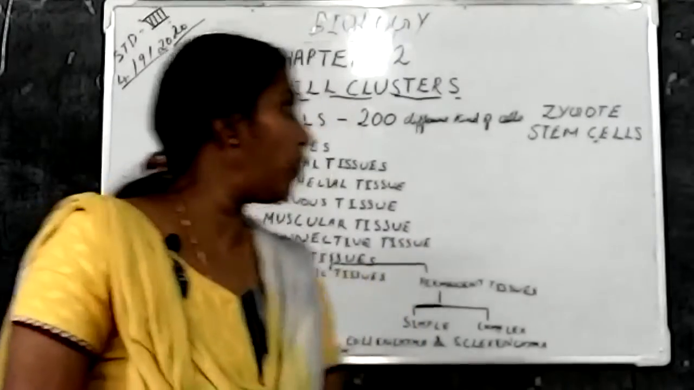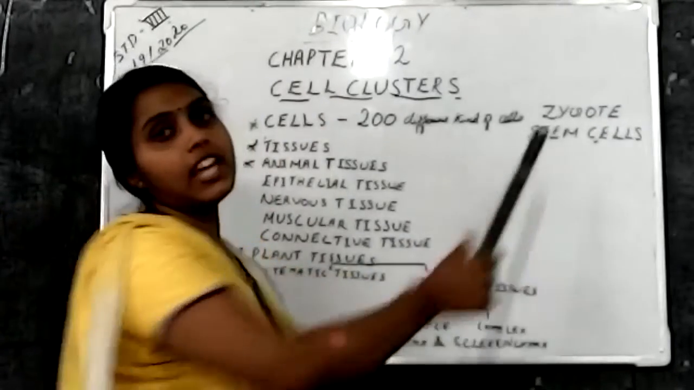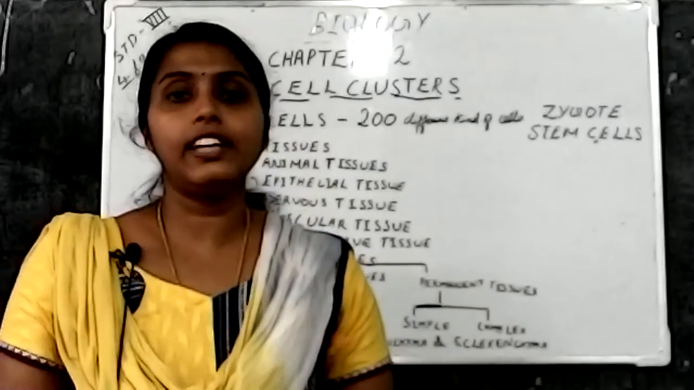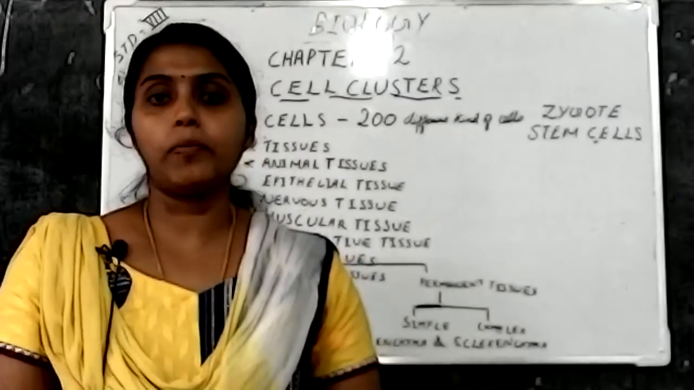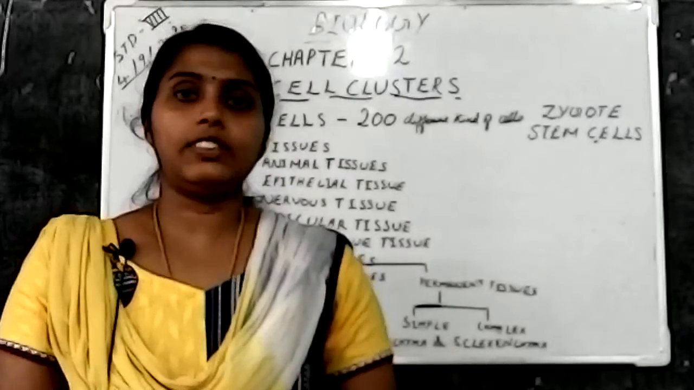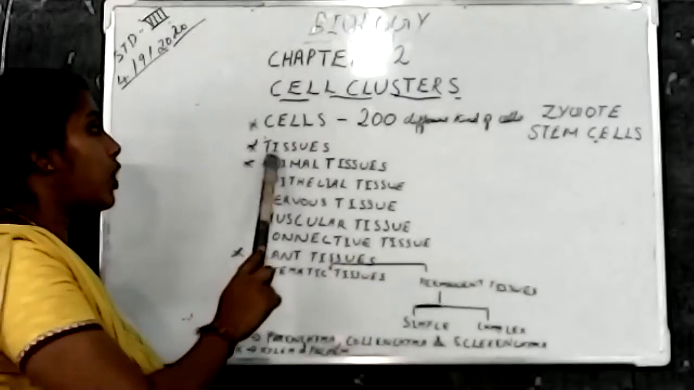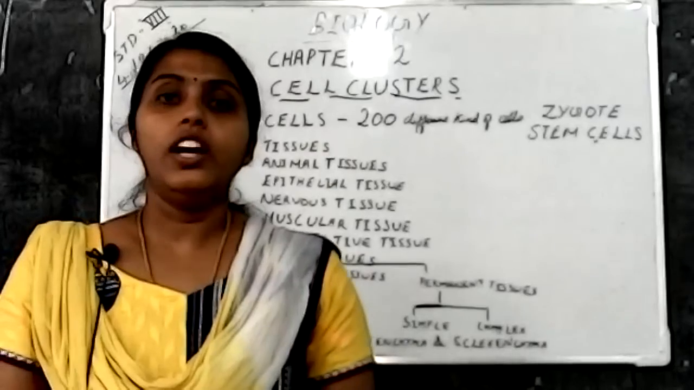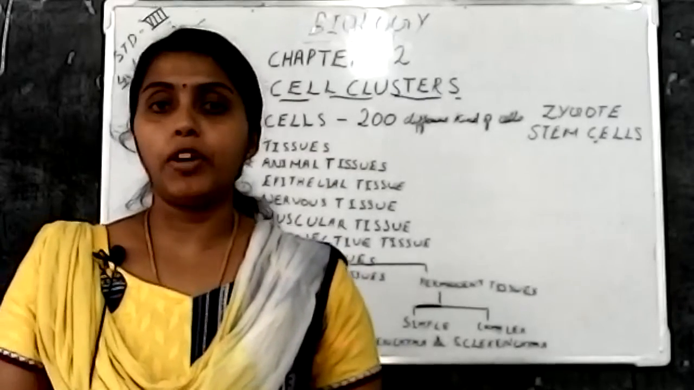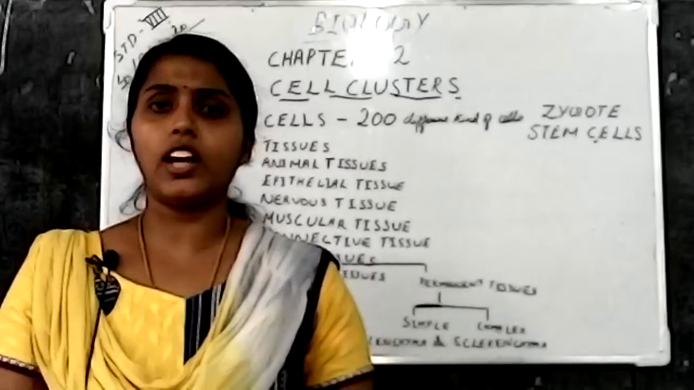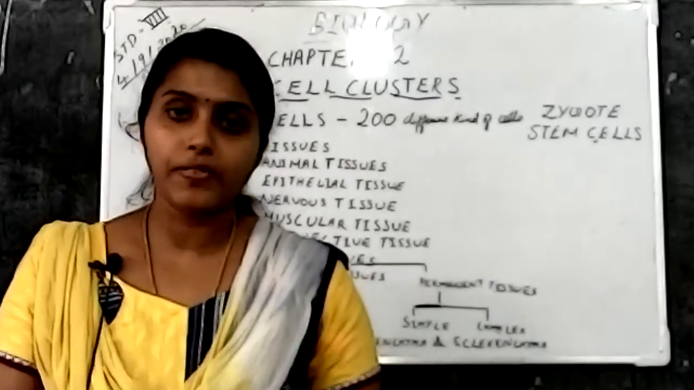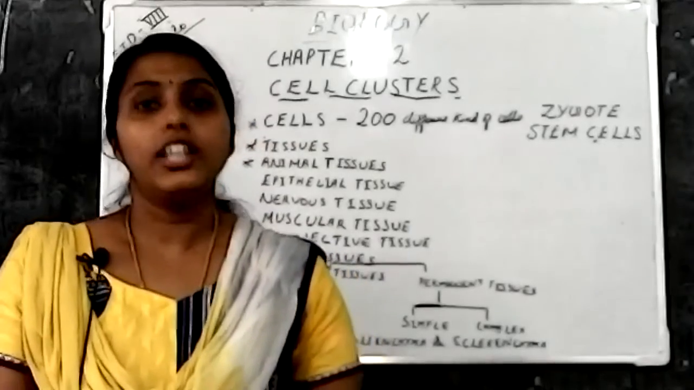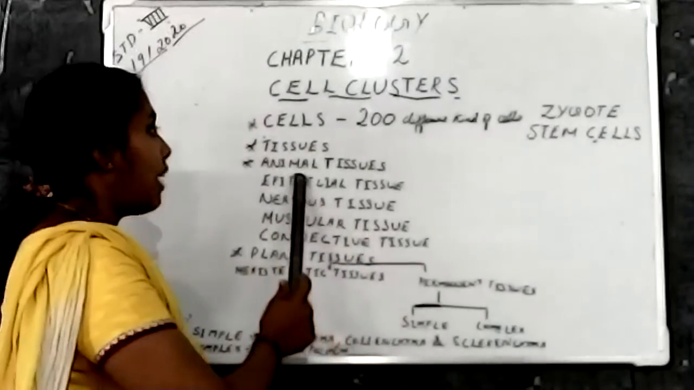Then we studied stem cells. Stem cells are specialized cells which can be transformed into any kind of cell, and we can develop the desired cell from the stem cell. All these things we studied in the last class. Then we studied tissues. Tissues are a group of cells that have a common origin and perform a specific function. And we studied the animal tissues.